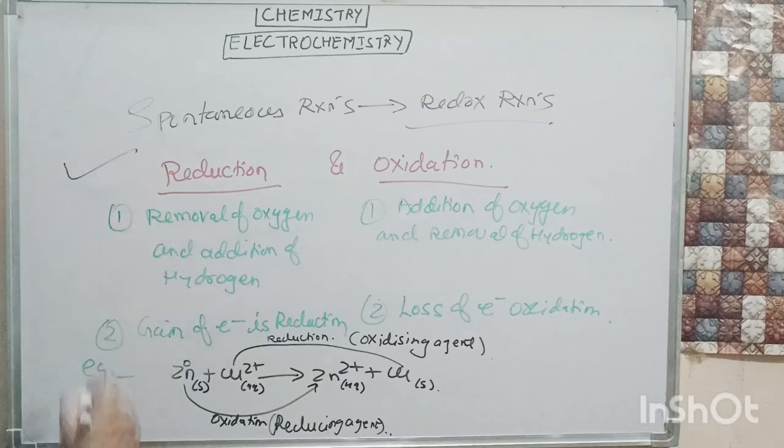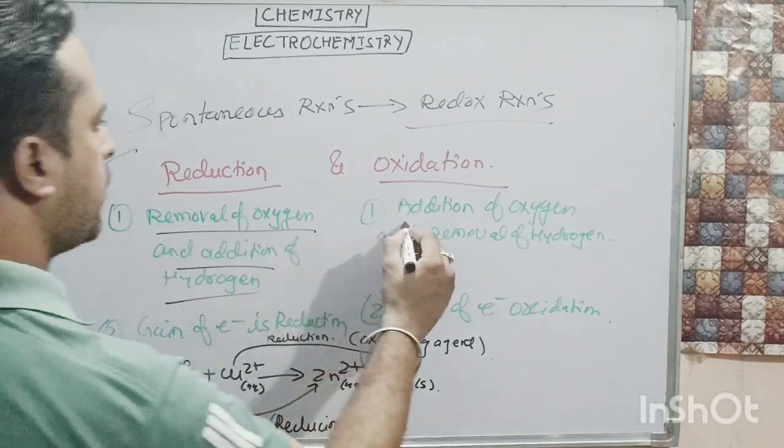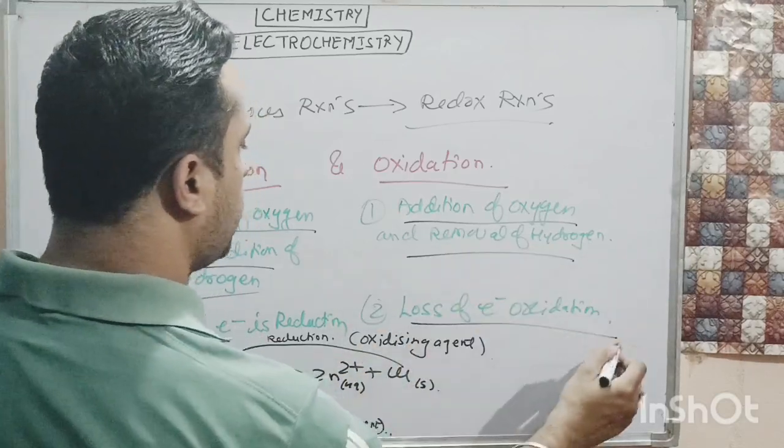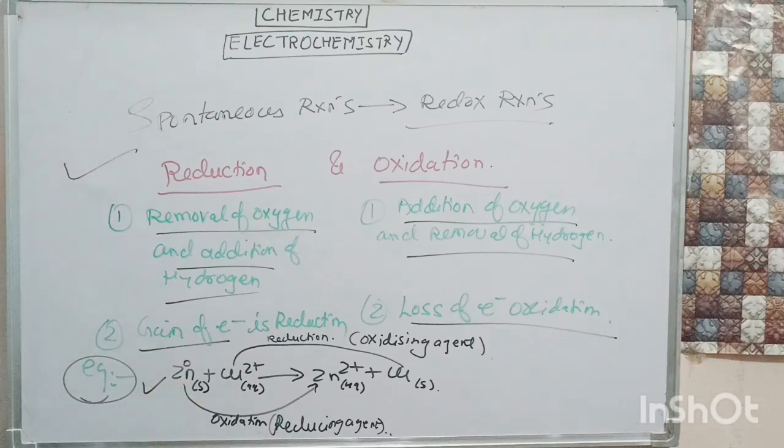Regarding reduction and oxidation, note down what the definition of oxidation is, what the definition of reduction is, in terms of electron gain, in terms of loss of electron, and in terms of example. You can note it down. Now moving on further.